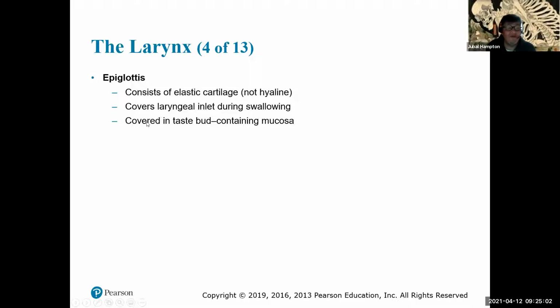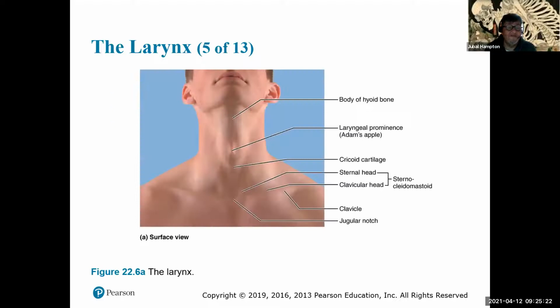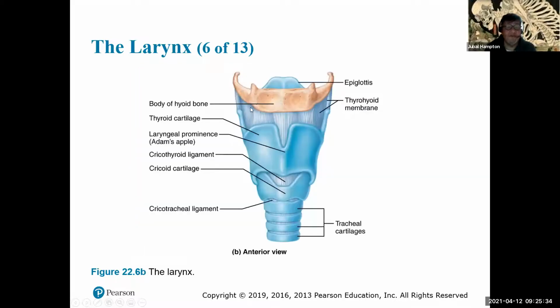And the epiglottis also has taste buds on it. So you can taste your food, your meals, all the way down into the epiglottis. And so if you're eating something especially tasty that you enjoy, it seems like that flavor goes like all the way down. And this is the reason why. So here we have the external anatomy showing the Adam's apple here. So the Adam's apple is not the hyoid bone as we see here, but it's this prominence that we see.